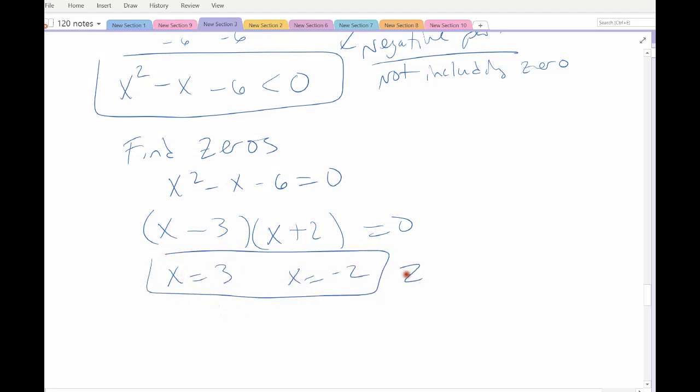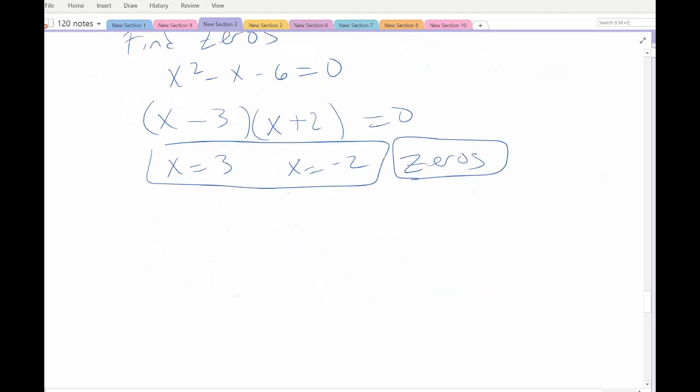All right, those are my zeros, which means those are my boundaries. Between the 3 and the negative 2, it should be positive or negative. On the edges, going off from negative 2 to negative infinity, or from positive 3 to positive infinity, those should be my positive and negative values. And actually, I know it opens up, so it means the negative is going to be between them, but we'll test it and verify that's the case.